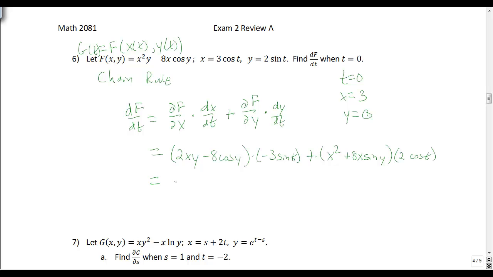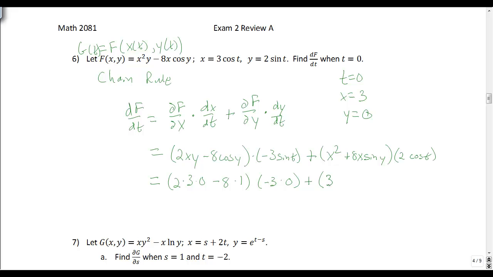So when I do that, I'm going to get 2 times 3 times 0, note that times 0 makes it 0, minus 8 cosine of 0, that's 1, and then I get minus 3 sine of 0, well that's 0. So if I was smart about this and looked ahead, I could have seen that sine of 0 is 0, so this whole term doesn't matter. I could have even avoided finding this partial of f with respect to x if I noticed that right away.